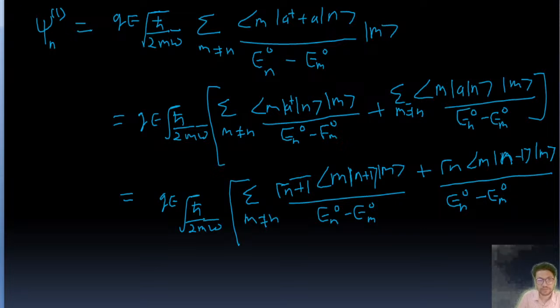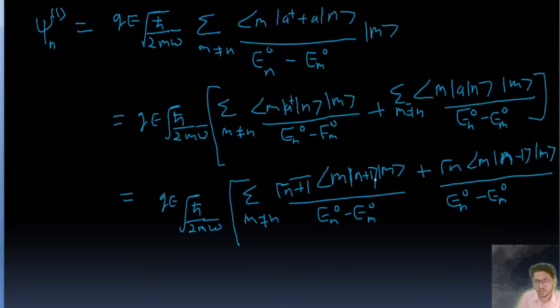So this is going to be psi n1, the first order correction in the wave function, and that is going to be QE root h cut upon 2m omega, and this is going to be sigma, m not equal to n and m equal to n plus 1. Why are we going to m equal to n plus 1? Then this value will give 1, right? And here we'll do m equal to n minus 1, then this value is going to give 1, right?